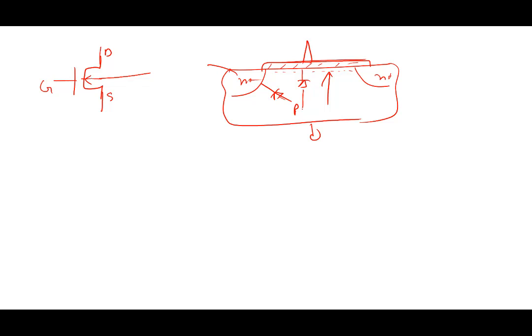So many times we don't draw a four terminal, we draw it like this here. So that also indicates a gate, drain and source, indicating the direction of the currents here, drain current here, source current here, and all that. Okay, so this is our basic MOSFET operation.